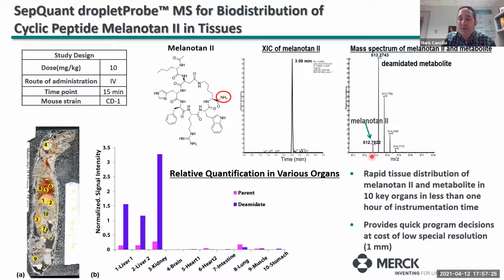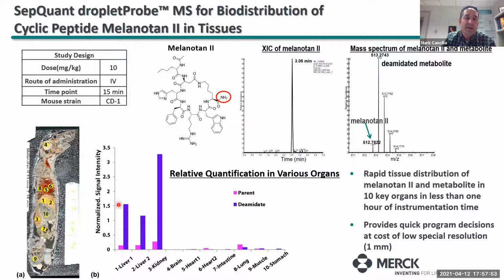But you can quickly see by using our Orbitrap or any HRMS type system, there's melanotan at 512, and then this is the deamidated metabolite here at the 2+ charge state, but 1 Dalton higher. So very easily resolved. And when you're doing these studies, this is the tissue section, these are all the different tissues and organs within the tissue in this section.